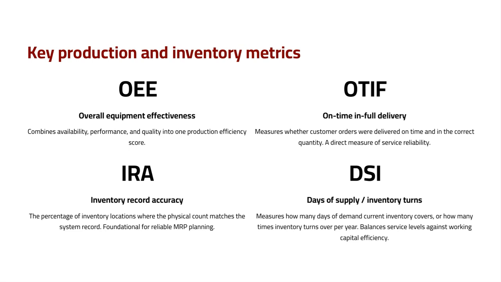indicator of service reliability. Then there's IRA, Inventory Record Accuracy, which reflects the percentage of inventory locations where the physical count matches what's in the system. This accuracy is foundational for reliable material requirements planning. Finally, we have DSI, or Days of Supply, also known as inventory turns. This metric shows how many days of demand our current inventory covers, or how often inventory turns over annually, helping us balance service levels with working capital efficiency.